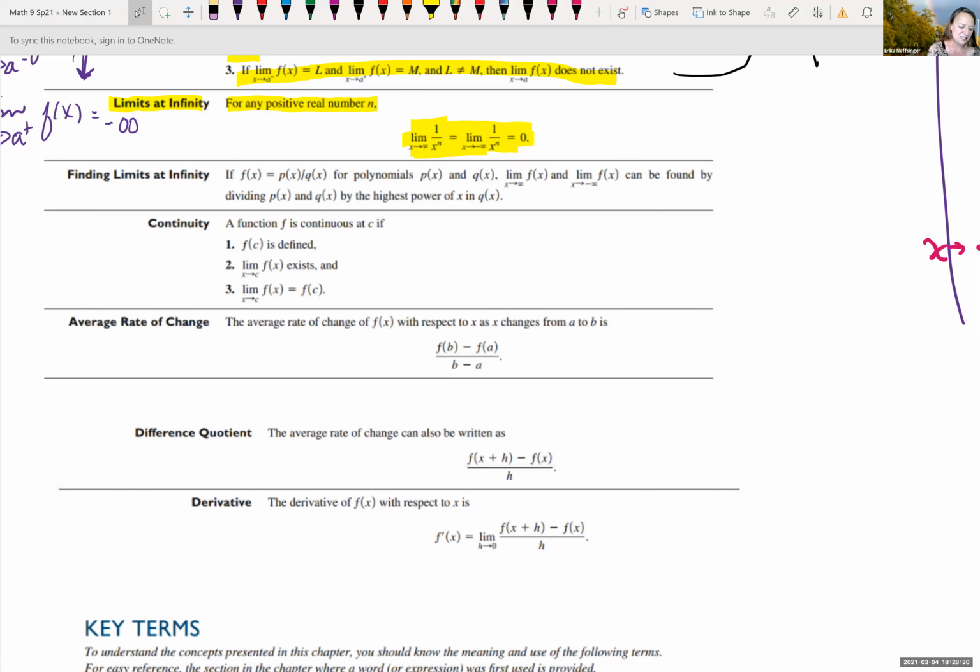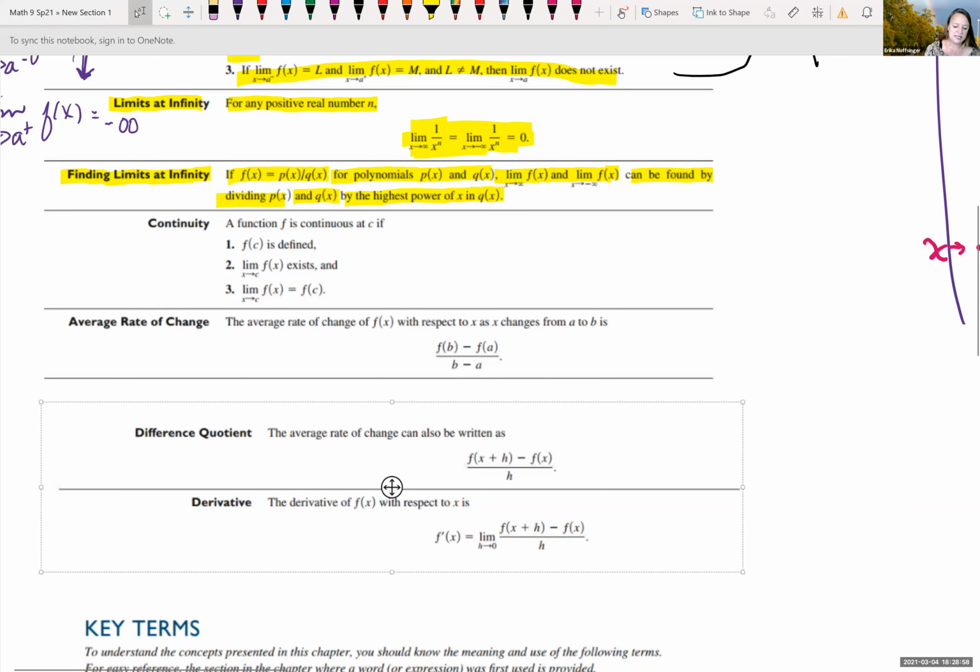Okay, so we just talked about limits at infinity, and now finding limits at infinity, which we just did some examples. It says if f of x is p of x over q of x for polynomials p of x and q of x, we say that the limit as x goes to infinity and negative infinity of f of x can be found by dividing p of x and q of x, both the numerator and denominator, by the highest power of x in q of x. And that was what we were doing on those last 3 examples.